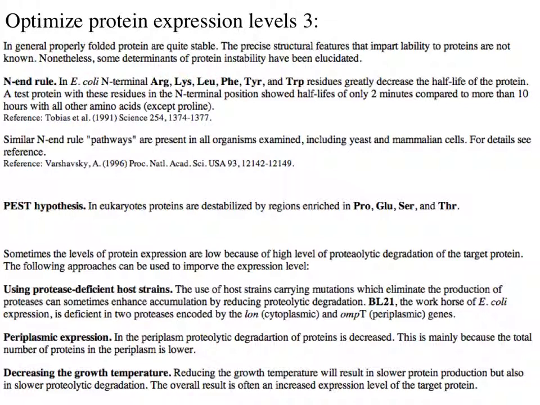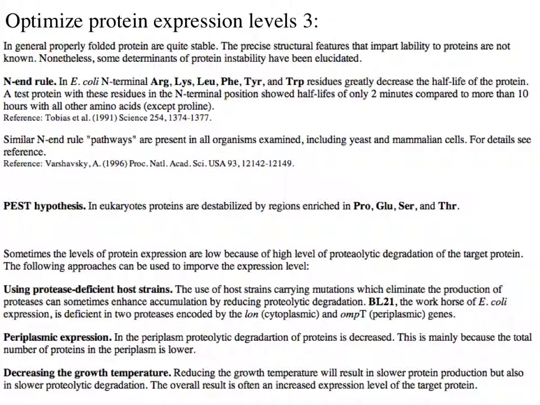Nonetheless, there are some determinants of protein instability that have been elucidated. There's the N-end rule, in which E. coli N-terminal arginine, lysine, leucine, phenylalanine, tyrosine, or tryptophan residues greatly decrease the half-life of the proteins. So test proteins with these residues in the N-terminal position showed half-lives of only 2 minutes compared to more than 10 hours with all the other amino acids.